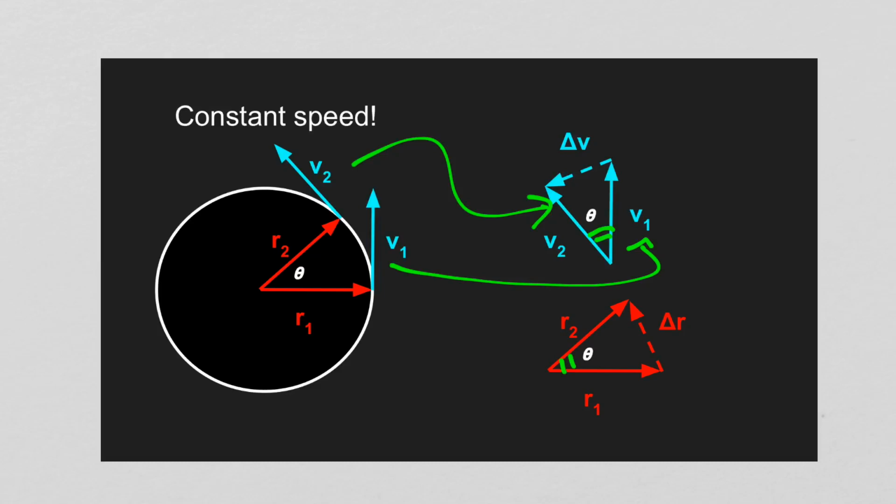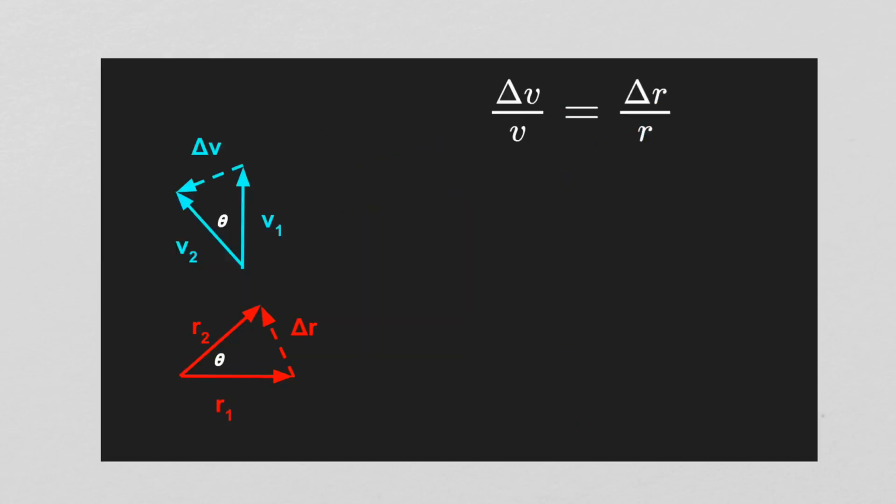Now that's pretty cool. So wait, I've got r equals r, v equals v. I have two isosceles triangles that have the same angle in the middle, which means I can set up similar triangles. The ratio of change in velocity over velocity is the same as the ratio of the change in the radial vector, the change in your position, to r. Okay, so that's good.